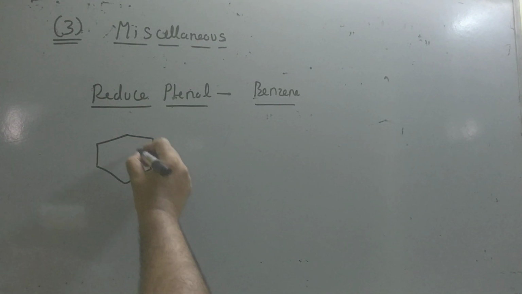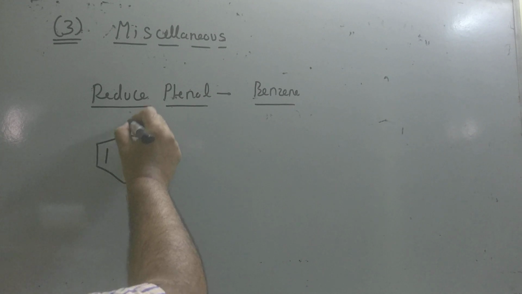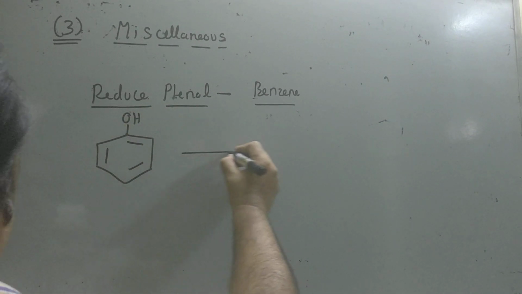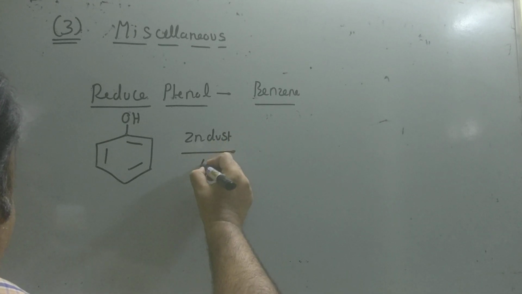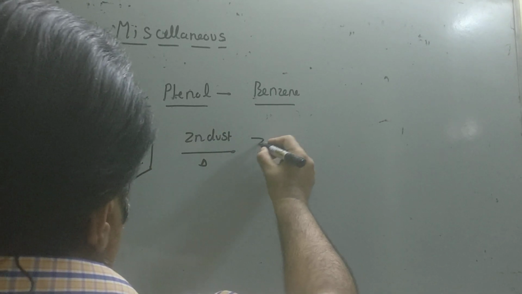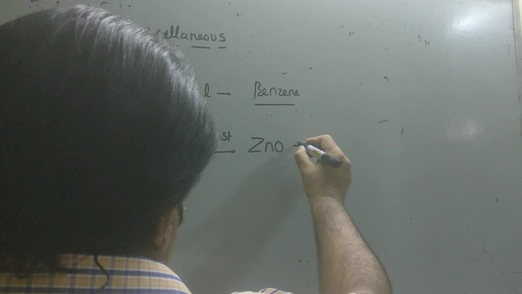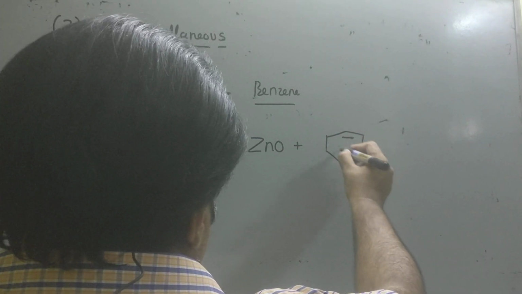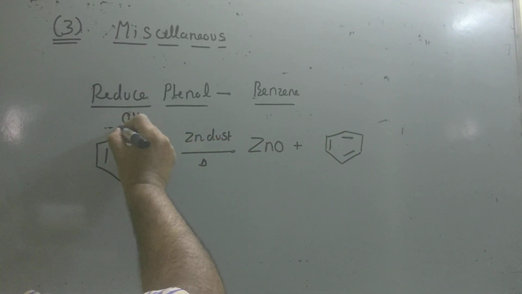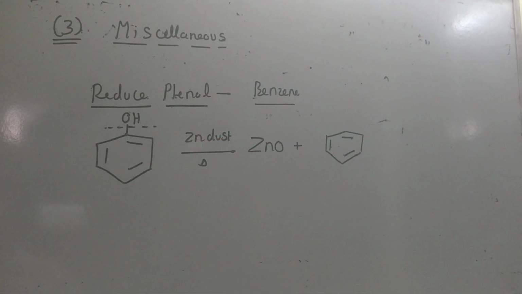You take phenol and heat it strongly with zinc dust. Zinc is going to take away this oxygen and become zinc oxide. What you're left with is nothing but benzene, so it gets reduced to benzene. So in a nutshell, from phenol, if you want to remove this OH group, or cut the head of phenol, heat it with zinc dust and you will get benzene.